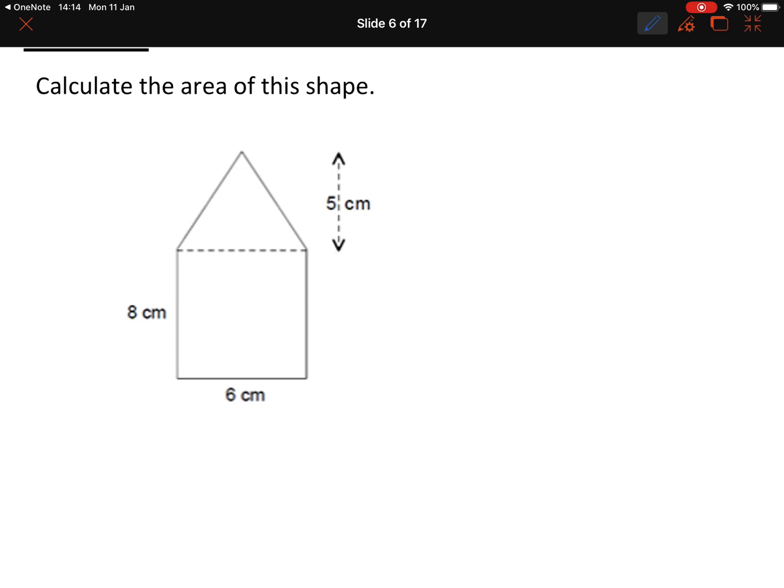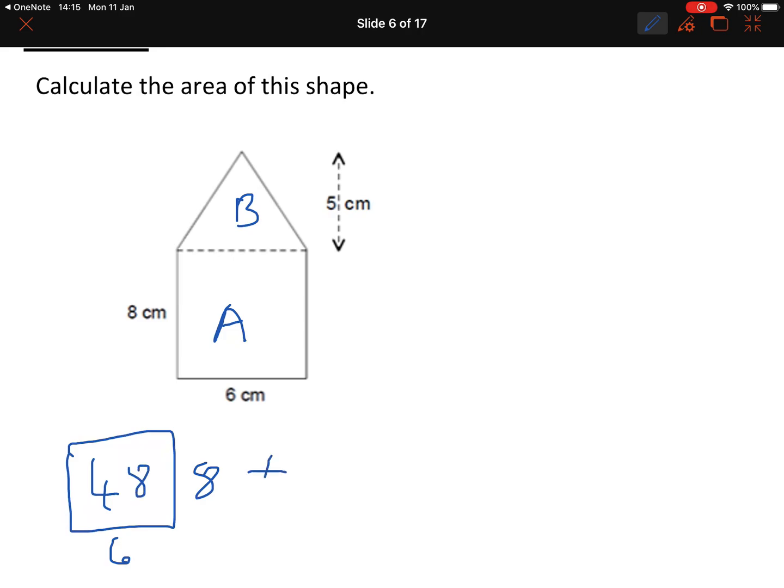Okay, brilliant. Now this one is quite clear. It's clearer to see because you're given the height of the triangle. So firstly, it's been split up already. Let's call this bit A and this bit B. Now the area of A is a 6 by 8 rectangle. So area is on the inside, when you do 6 times 8, you get 48 centimeters squared.